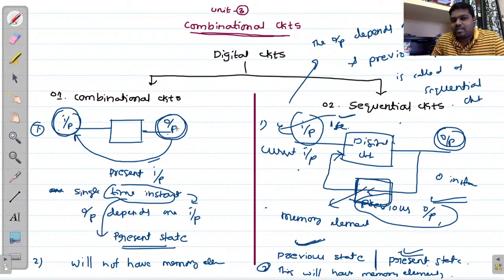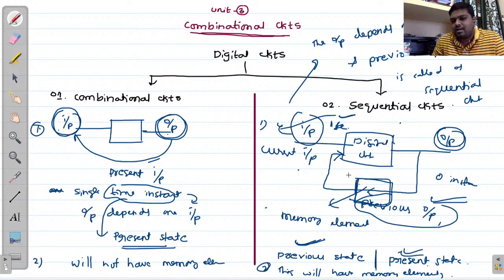But in a combinational circuit, that feedback is not required. Why? Because the present output depends on the present input only. Here we are dealing with only the present state, so we don't require a feedback connection in a combinational circuit. But in sequential circuits, we are dealing with the present state as well as the previous state. So from the previous state point of view, we require a feedback connection. That is the third difference.